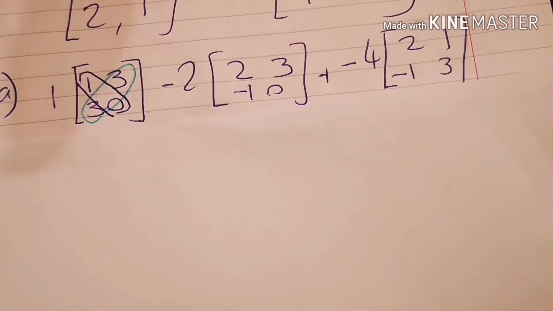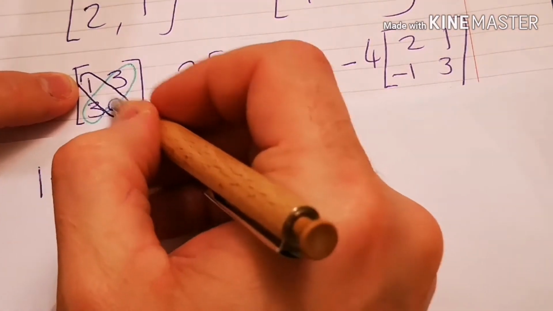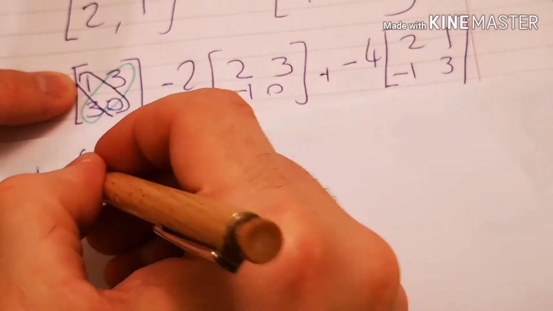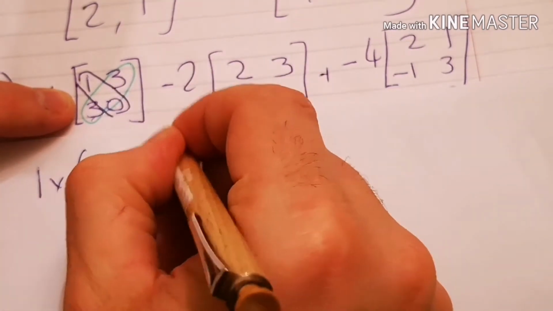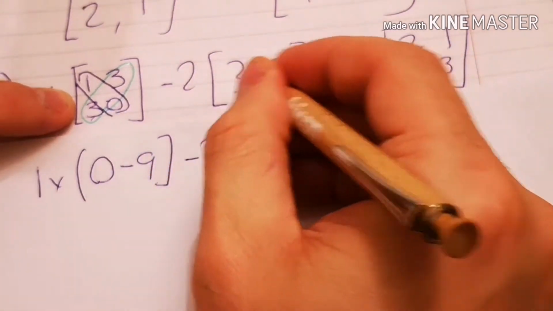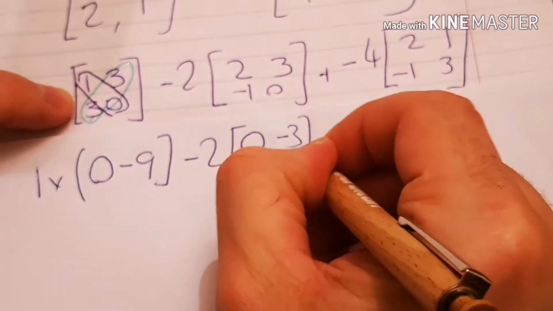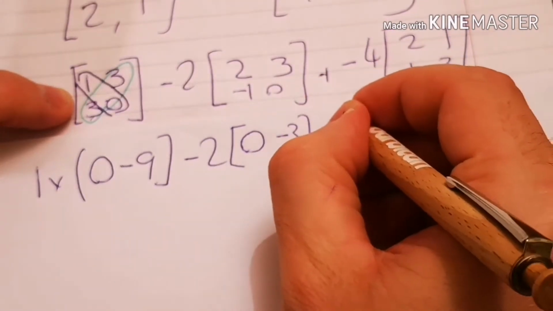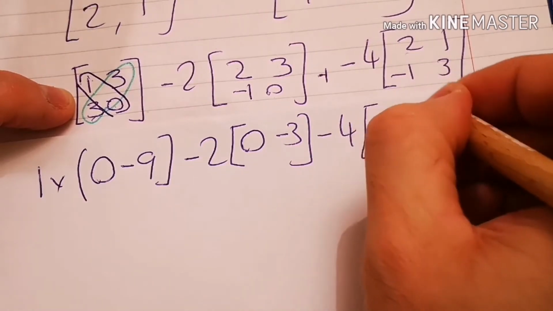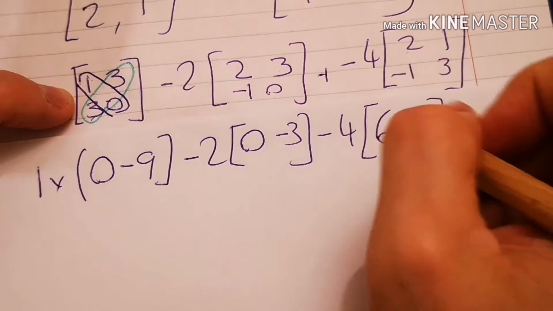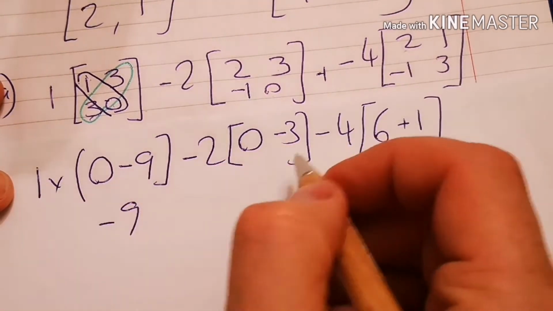Now what I have to do is work out the determinant of each individual one here. This can be 1 times, that's my diagonal here, 1 times 0, which is 0, minus these two, which is 3 times 3, which is 9, minus 2. My diagonal here is 2 times 0, which is 0 again, minus 1 times 3 is minus 3. That's plus and minus, so minus 4. 2 times 3 is 6, plus 1, because of minus 1 times 1 is 1, and I'm minusing them. So here, the brackets equal 9, so it's 1 times 9, which is minus 9.